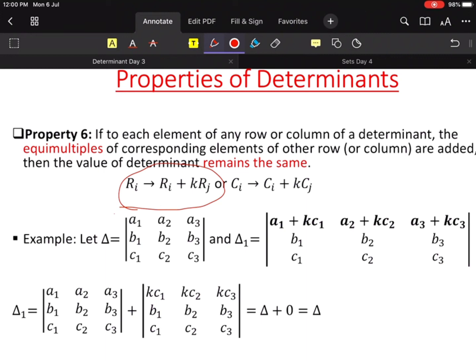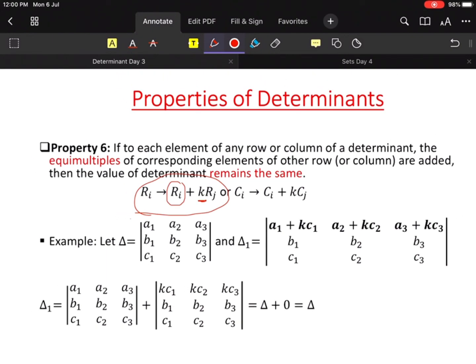So it says what? If to each element of row Ri of a determinant, the equimultiples of the corresponding elements, equimultiple means what? Same multiple, that is k. So k times the corresponding elements of another row Rj are added. I am adding both of them. Then the value of the determinant remains the same. Understood? Now let us see the example.